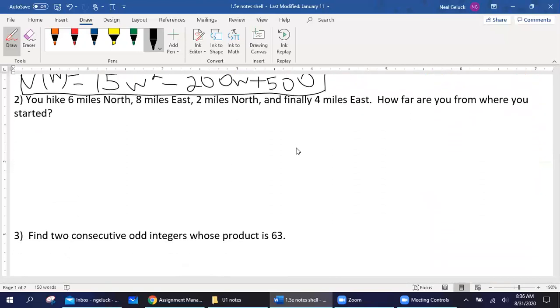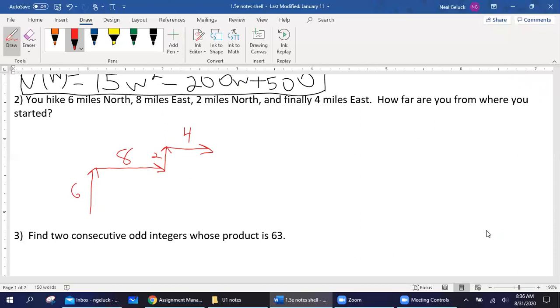On number 2, this looks like a vastly different problem, because it is, but it will result in a quadratic still. So you hike 6 miles north. Okay, so we'll say that's 6 miles north. 8 miles east. 2 miles north. And finally, 4 miles east. Question is, how far are you from where you started?